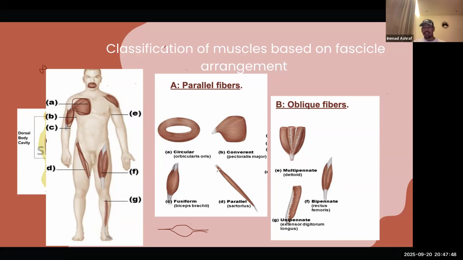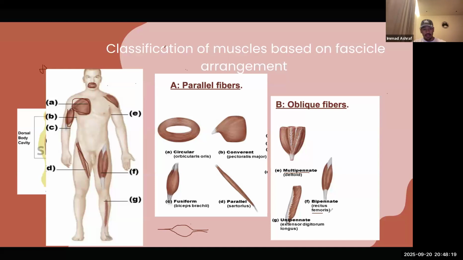And then you have oblique fibers, which are not parallel. Oblique means they're in different directions. They're not parallel to each other. They're converging from each other. So you have a multipennate muscle like the deltoid. The deltoid has three different fibers: anterior, lateral, and rear fibers. So these are different in different directions. That's why it's called multipennate oblique fibers.